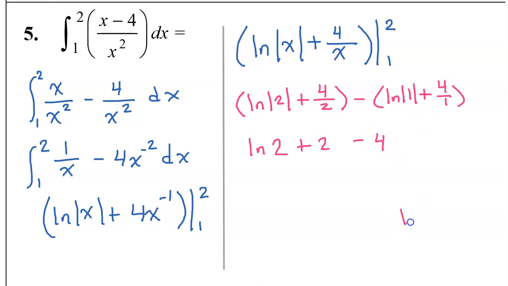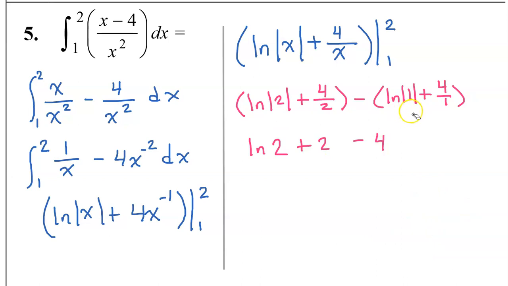By the way, the reason why the natural log of 1 is 0, because natural log means log, base e. And e to what power will give you 1? Well, that's 0. That's why the natural log of 1 is 0. That was just a quick side lesson.